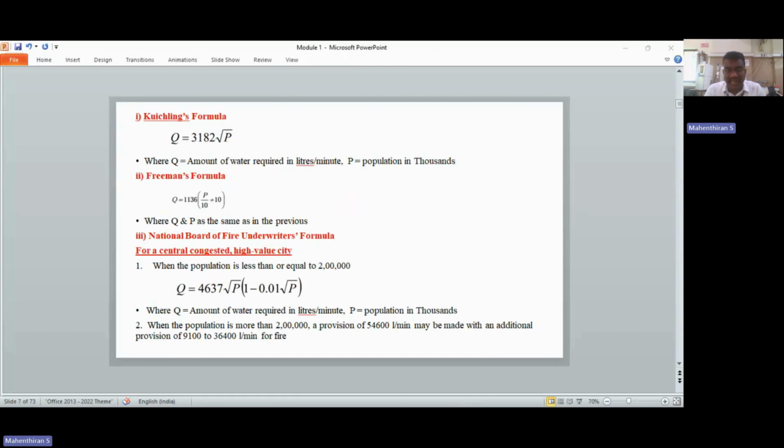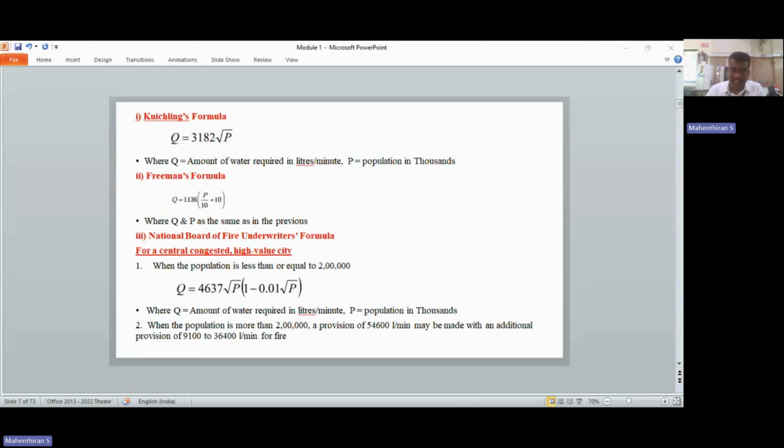Next, we will move on to the National Board of Fire Underwriters formula. Now we will discuss this formula in detail. This formula is specifically applicable for central congested cities. These are cities where buildings are closely packed, property value is high, and fire risk is more severe. Look at the first case. Here, the population is less than or equal to 2 lakh.